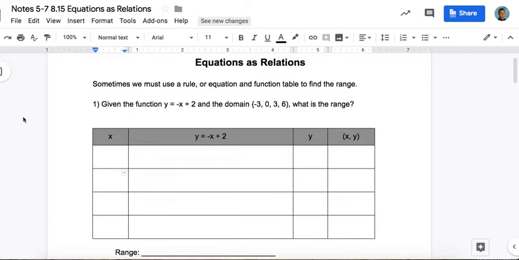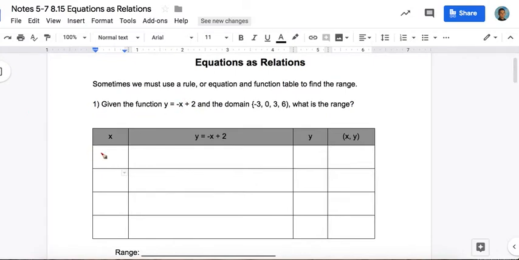Sometimes we must use a rule or equation and function table to find the range. Given the function y equals negative x plus 2 in the domain of negative 3, 0, 3, and 6, what is the range? What we have to do here is substitute each value of the domain in for the x value.